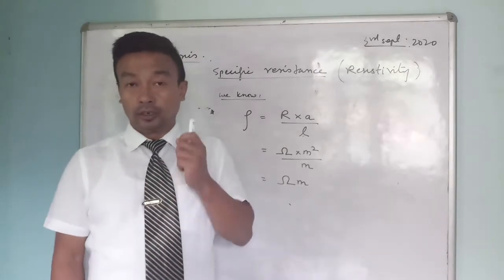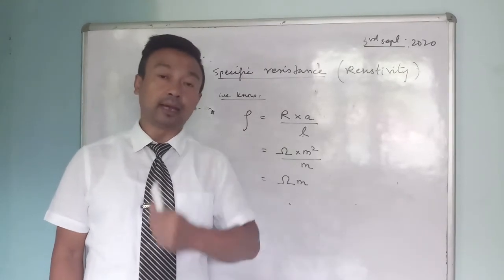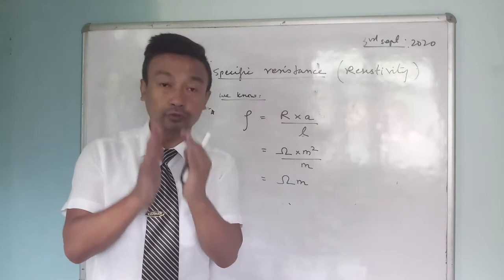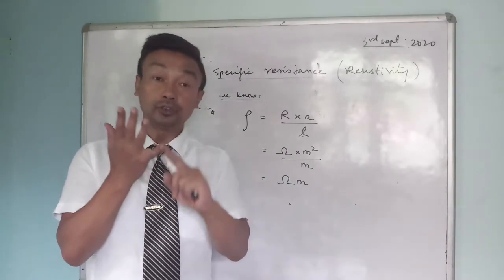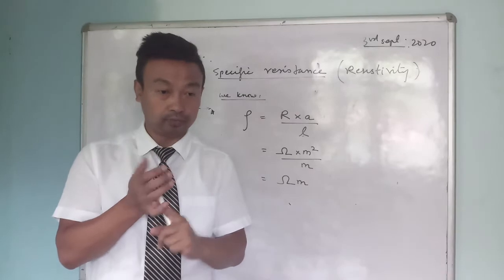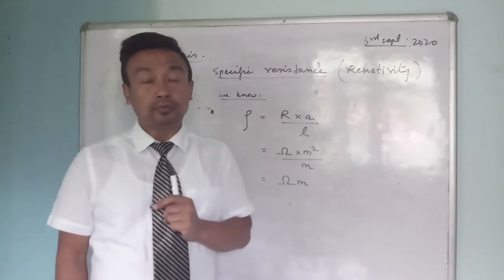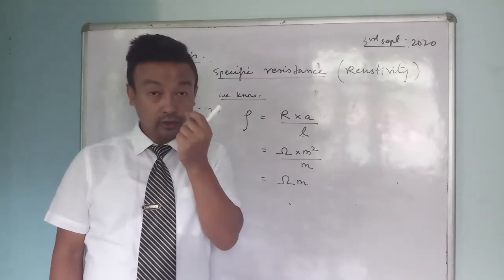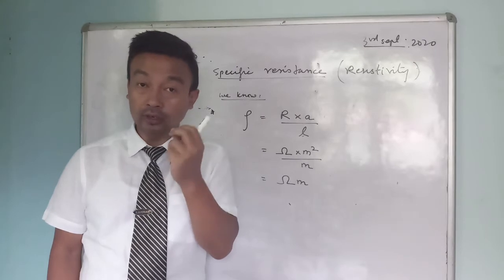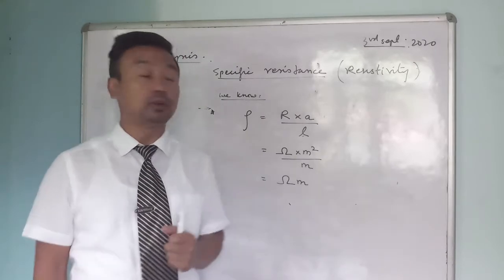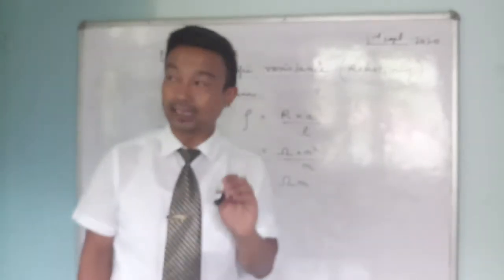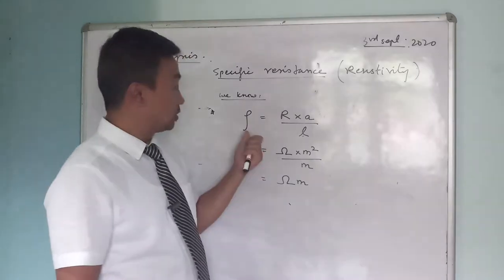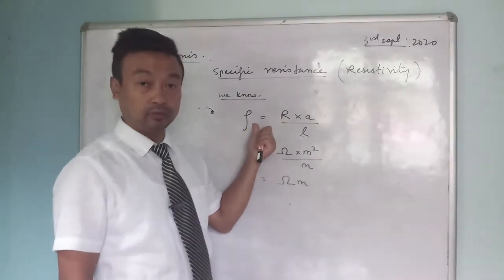Some key points to keep in mind for the resistivity or the specific resistance. Number 1, it is different for different materials. Please note it down. Second, this specific resistance does not depend upon the size and shape of the conductor. And another factor on which it depends is the temperature.